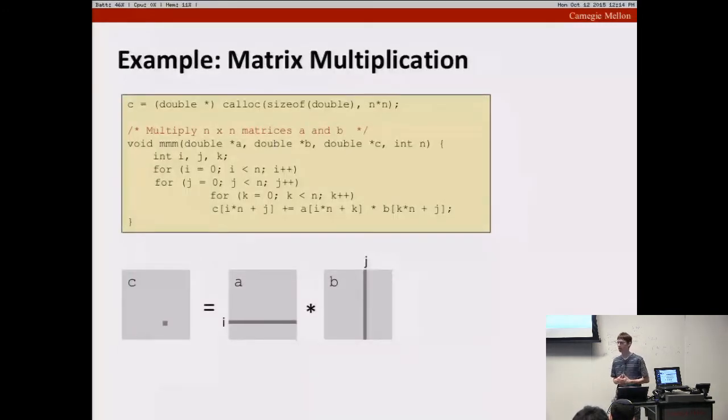Did you see this one in class of matrix multiplication with blocking? Okay. Did everyone? How did you feel about it? Did you understand it? Was it confusing? Confusing? Okay. Let's definitely go through it again then.